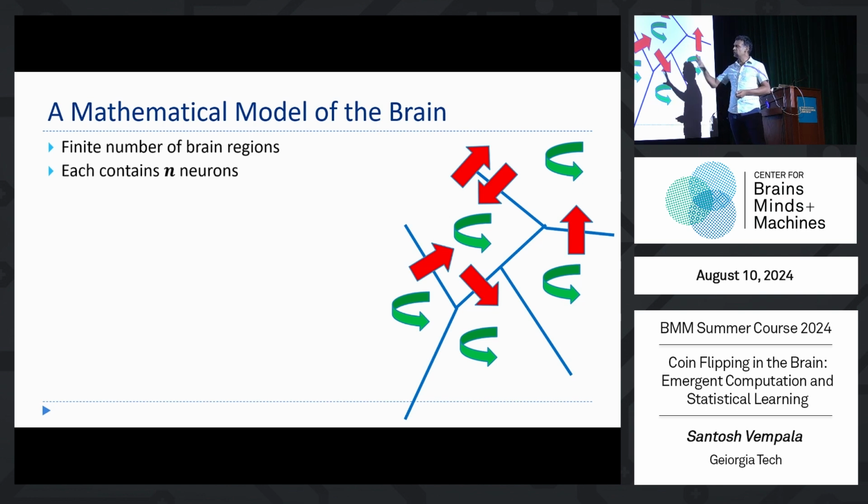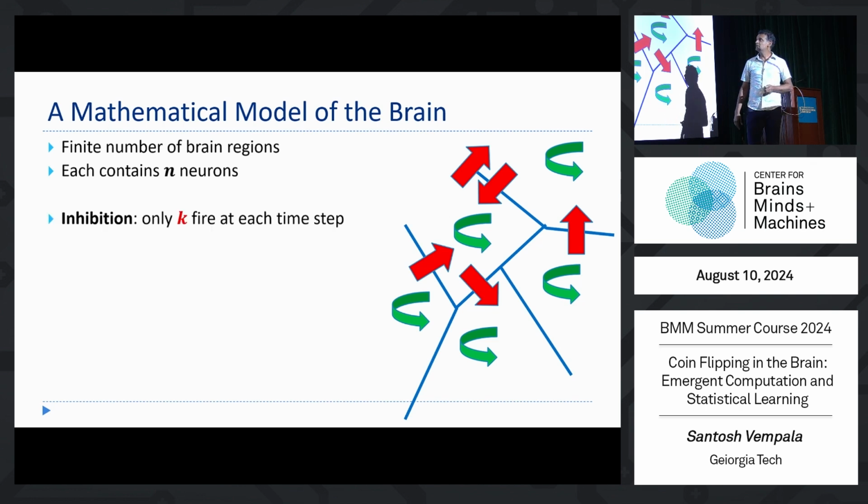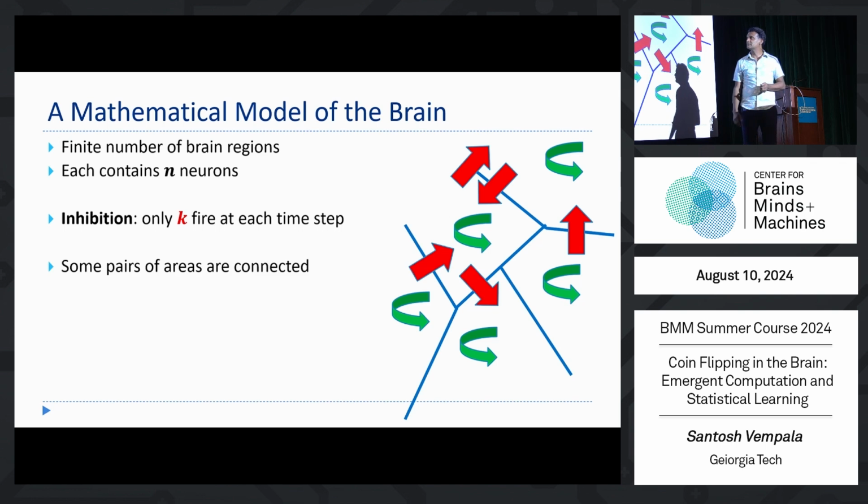Each contains n neurons. So we could have made them different sizes, but we'll just say same n everywhere. There's going to be activity in discrete time steps. So this is also an approximation. There are some clock steps at which there's activity. We only imagine it's discrete time steps.